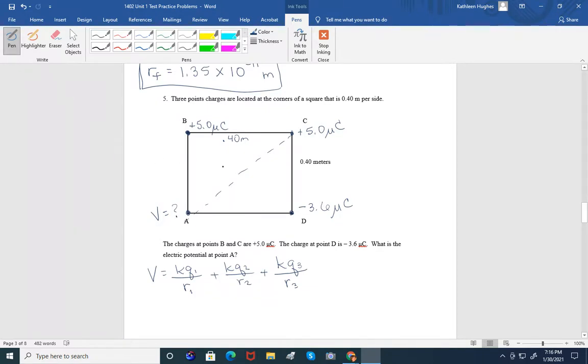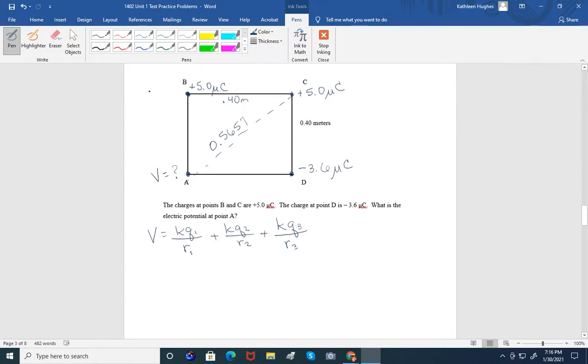I have 0.5657, I believe. Like I said, that's just the Pythagorean theorem. I'm going to double check it real quickly. 0.4 squared plus 0.4 squared. Take the square root, and you get 0.5657 meters. So we have that distance.